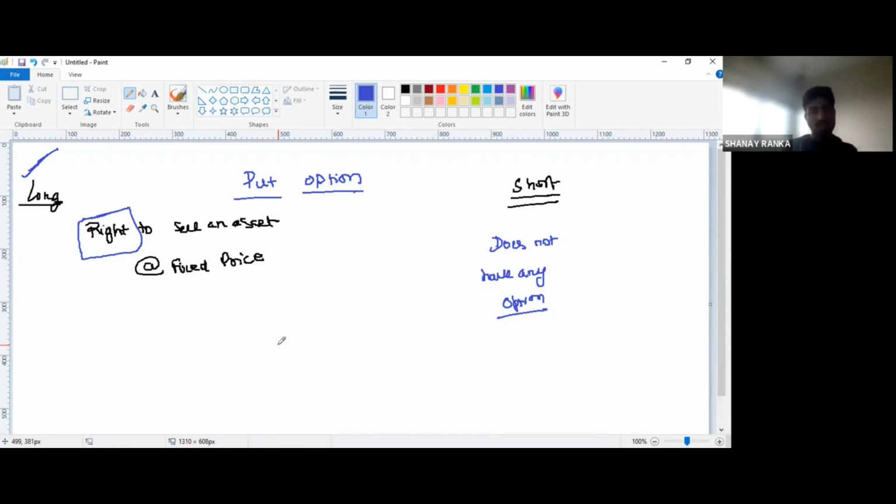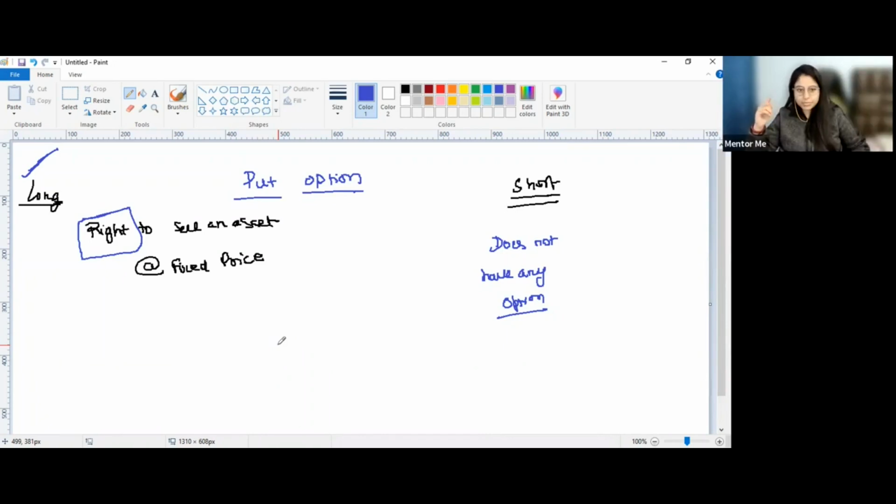Call. That was the last thing. Okay, then I must be mistaken. So we did the diagram and the table, I think, maybe with respect to the call option. Okay, we'll do it with respect to the put option also.